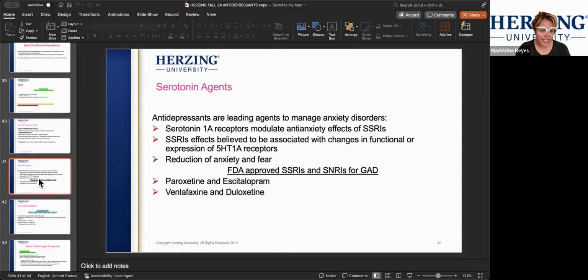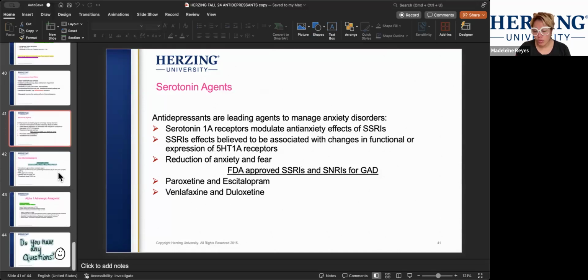Serotonin agents. Antidepressants are leading agents to manage anxiety disorders. Serotonin 1A receptors modulate anti-anxiety effects of SSRIs. SSRI effect is believed to be associated with changes in function or expression of 5-HT1A receptors, reduction of anxiety and fear. FDA approved SSRIs and SNRIs for generalized anxiety disorder. Paxil or paroxetine and escitalopram, Effexor and duloxetine are all used for generalized anxiety disorder.